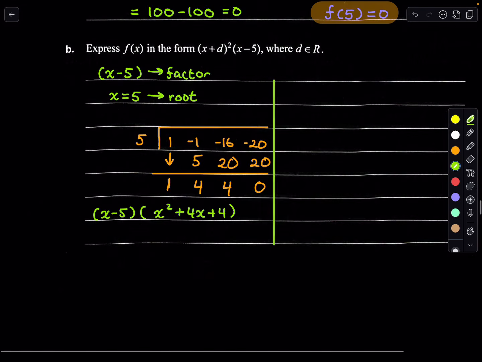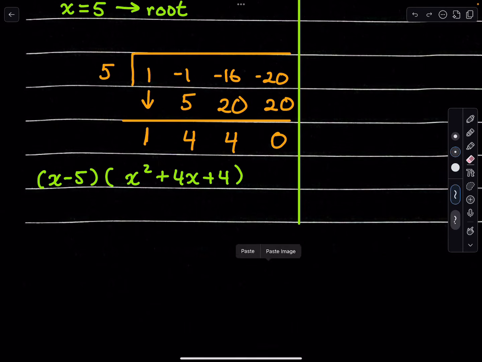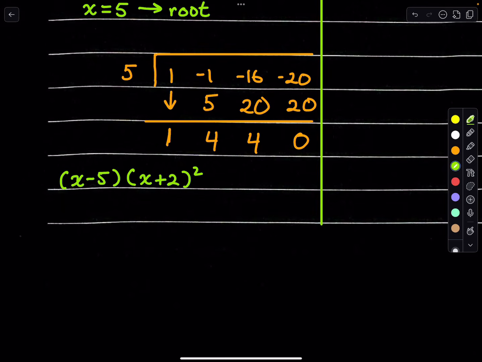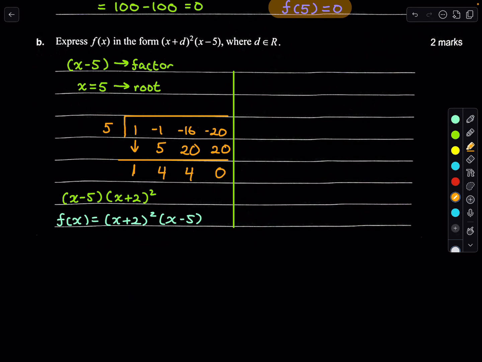And so we've got it like this now. Remember, we want our thing to be x minus 5. And this quadratic can be factorized just by looking at it. When you factorize, it's just x plus 2 squared. And that's it. Easy. So f of x overall can be represented like that. You see how easy that is? So f of x is x plus 2 squared, x minus 5. Is that correct? Beautiful. That's how you use synthetic division.